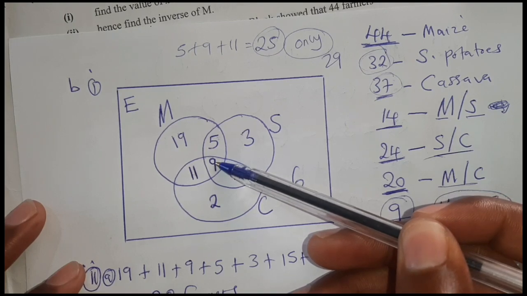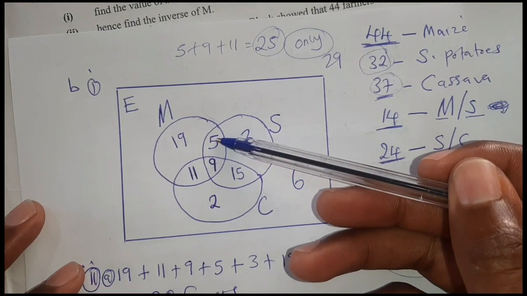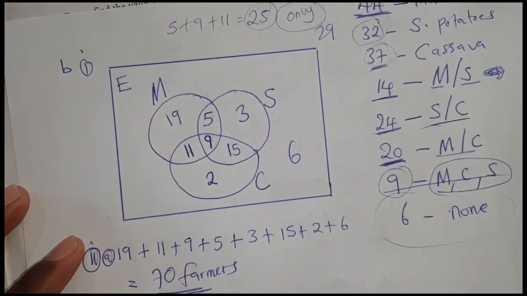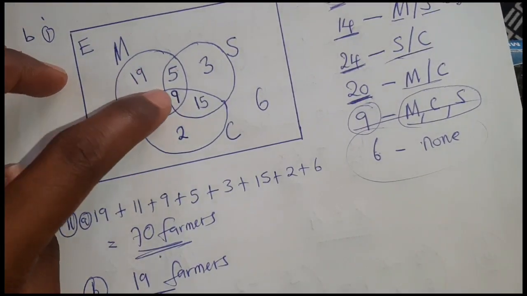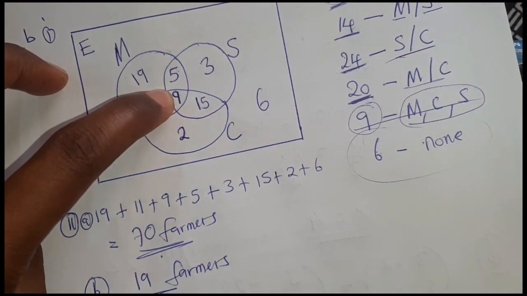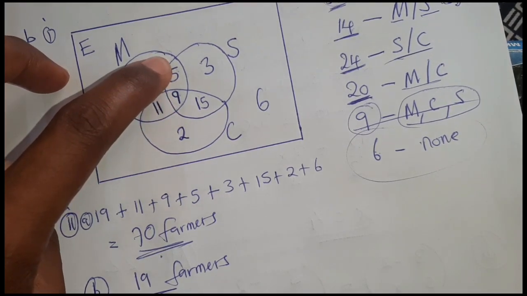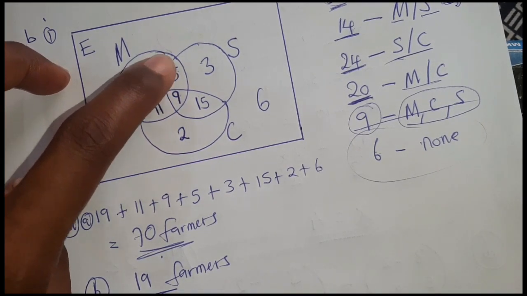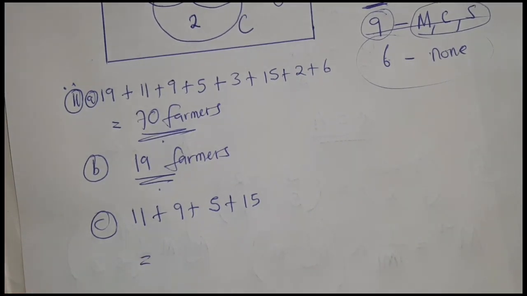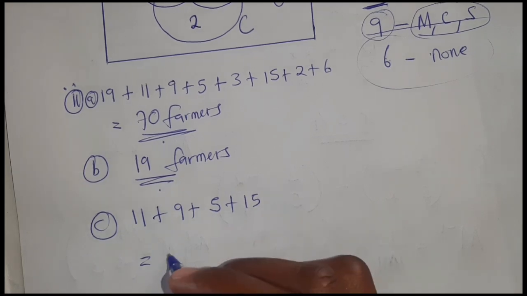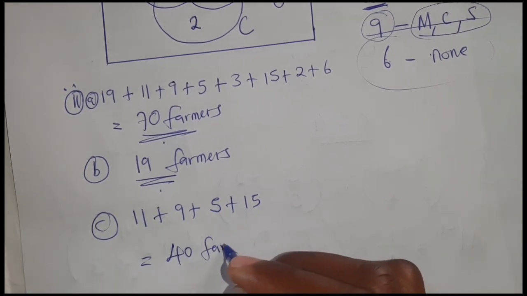But when the word only has been used, we would have gotten a 5, 11, and a 15. So in this case, we are getting 11, the 9, plus the 5, plus the 15, which is here. So these are the numbers that will give us those that planted different crops. So 11 plus 9 plus 5 plus 15, we're getting 40 farmers.